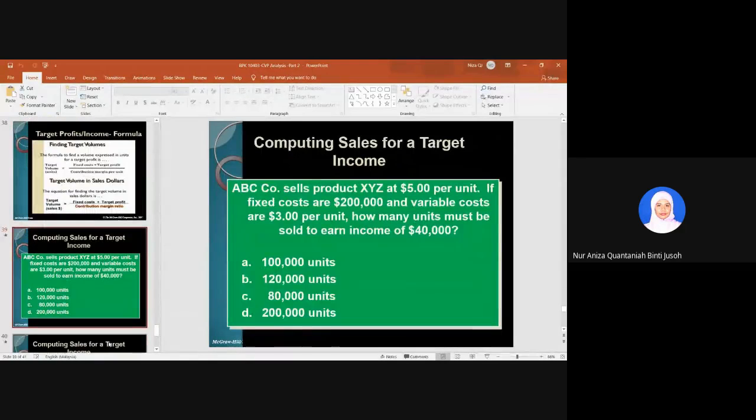Okay, so ini explanation. Now the same thing, the same situation, but we add something. For the example, now the company wants to earn an income of 40,000. So what will be the amount of sales in units? Siapa nak cuba?